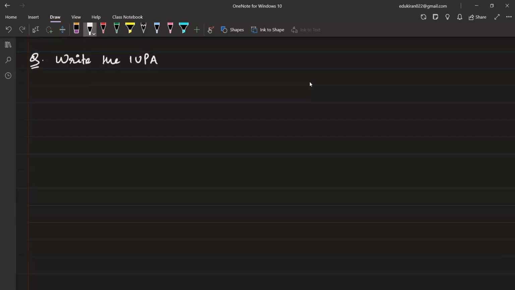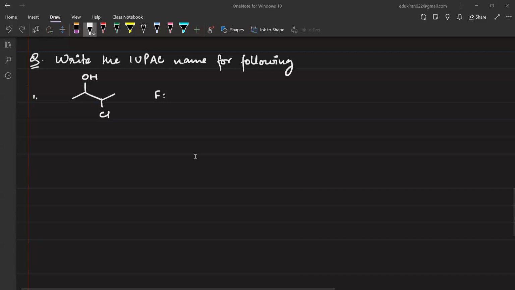Write the IUPAC name for the following. Okay. So, for example, if you have something like this, here you have Cl. So it's very simple. You have a functional group. What is a functional group? Tell me, guys, all of you. You can write in the chat, you can also scream, or you can turn your mic on and tell me.